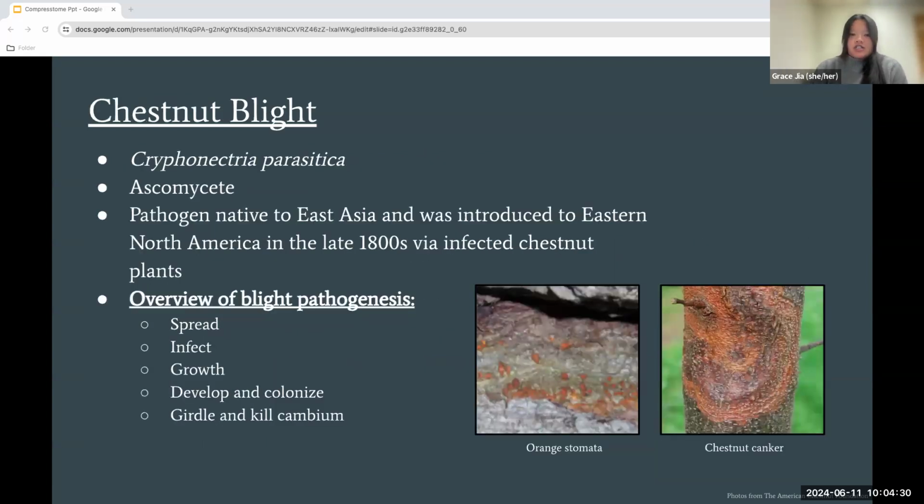Unfortunately, due to the introduction of chestnut blight, also known as Cryphonectria parasitica, also commonly known as chestnut canker, the abundant chestnut dominated forests we once knew began to change rapidly.